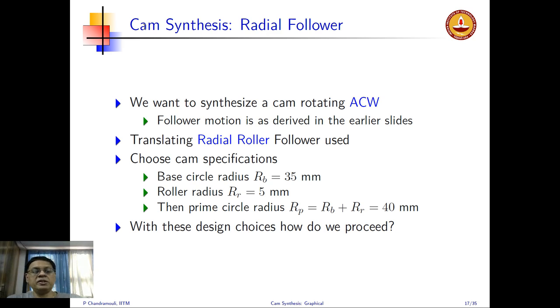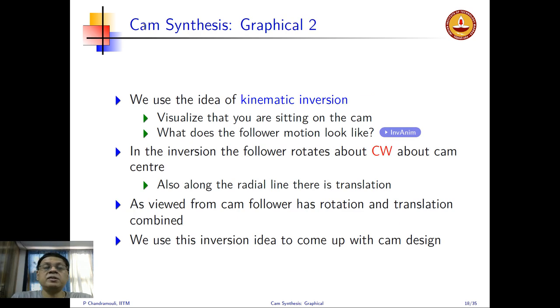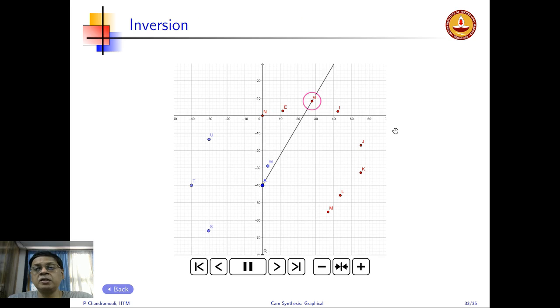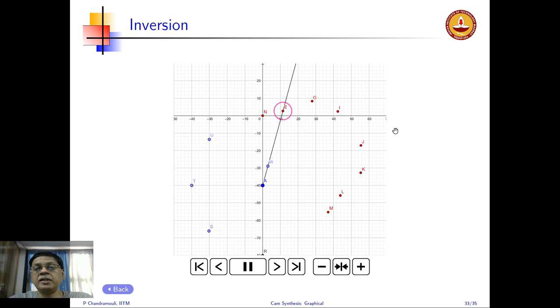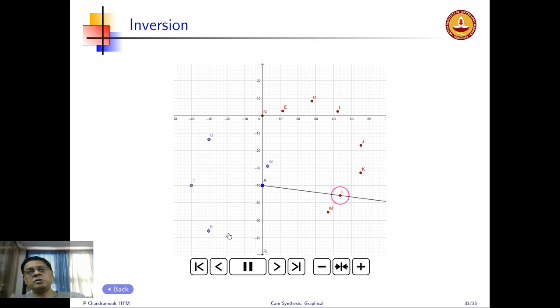So now the question is, how do we proceed with these design choices? We are going to use the idea of kinematic inversion for the construction. I will show you an animation here. The idea behind this is that I assume that the cam is stationary, and then if you are sitting on the cam, what you will see is that the follower is going to rotate clockwise because the cam is supposed to rotate anti-clockwise.